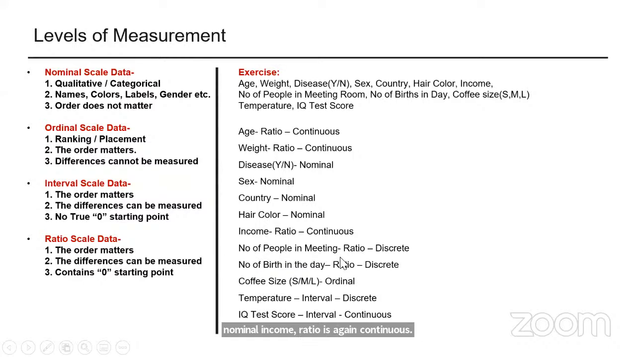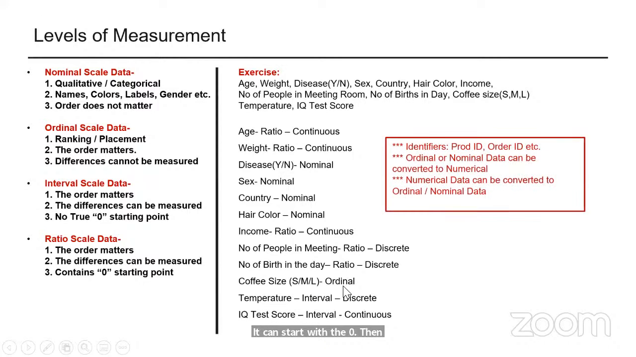The number of people in the meeting is ratio discrete, because it cannot be a decimal, which is why it is discrete, and it can start at 0, meaning no person is in the meeting room. The number of births in a day can again be ratio discrete. Discrete means it does not contain decimal values, but again it can start at 0. Coffee size, like small, medium or large, is ordinal data.